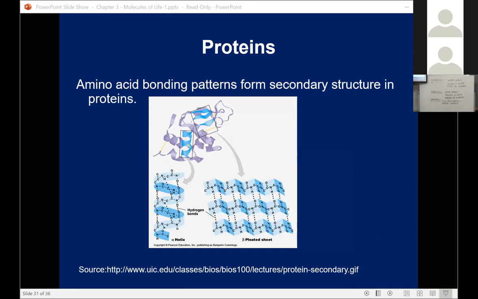Okay, so let's talk quickly. There are actually 3 levels of protein structure. Amino acid bonding patterns form secondary structure in proteins. So first let's talk about exactly what primary structure is before we talk about secondary structure. Okay, and I think I want to go back to the whiteboard for this.